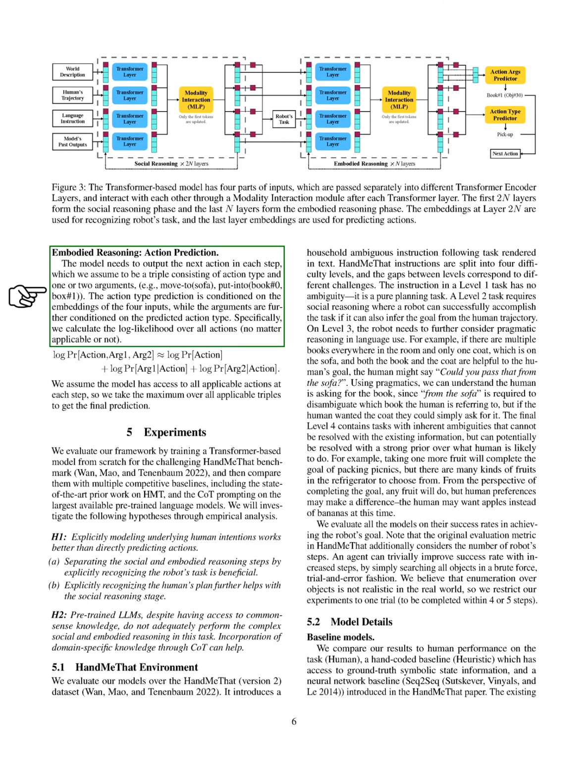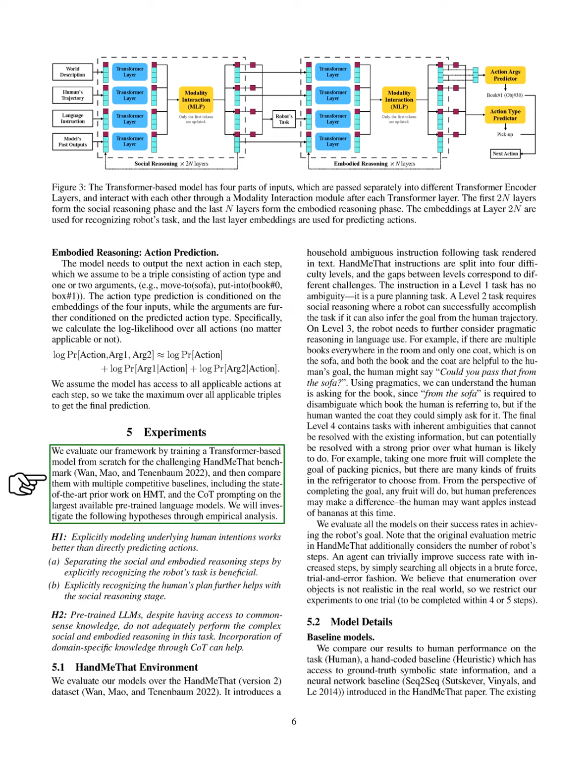maximum likelihood. We evaluate our framework by training a transformer-based model from scratch on the challenging HandMeThat benchmark and comparing it with various competitive baselines, including state-of-the-art methods and the largest pre-trained language models. We will test 2 main hypotheses. First, that explicitly modeling human intentions is more effective than directly predicting actions, and second, that pre-trained language models, despite their common sense knowledge, struggle with complex social and embodied reasoning tasks, but incorporating domain-specific knowledge can help.